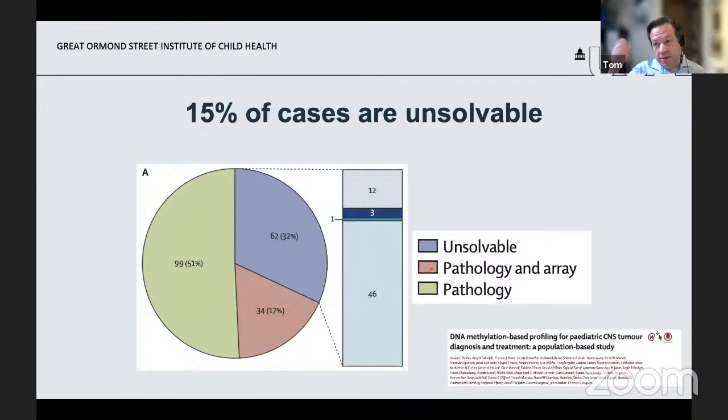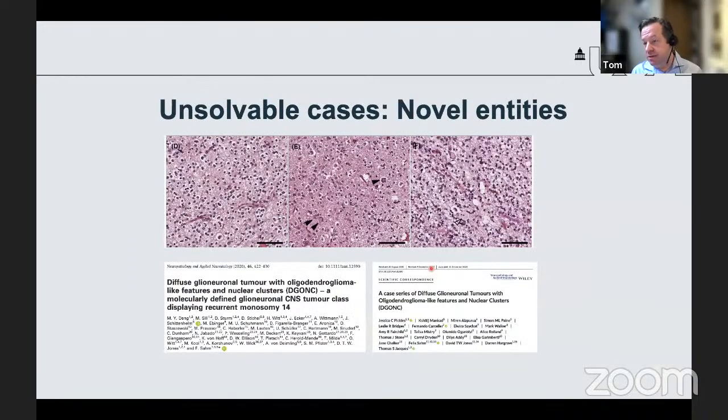And interestingly, the data from the Heidelberg team, who did a similar study of CNS PNETs, works out as about 15% of the cases do not classify through their system. So at the moment what we're doing is going through those cases. They've all had panel sequencing and fusion panel sequencing, and we're clustering against novel entities as they come out to see what proportion we can solve. And obviously that number is going to drop.